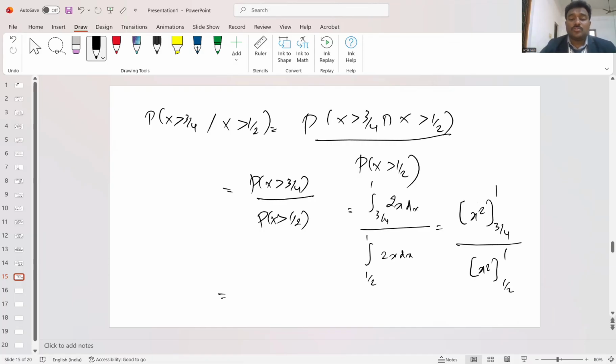Okay. So it is going to be 1 minus 9 by 16 and 1 minus 1 by 4. So it is 7 by 16 and 3 by 4. So if you cancel, it will become 7 by 12.